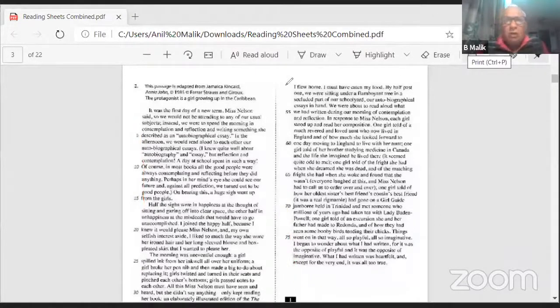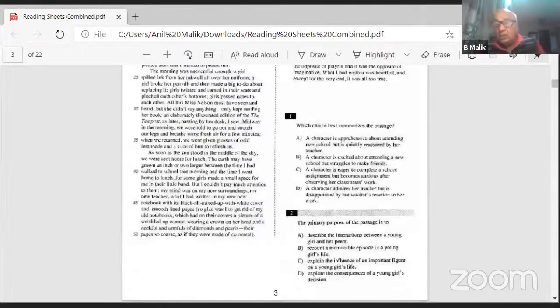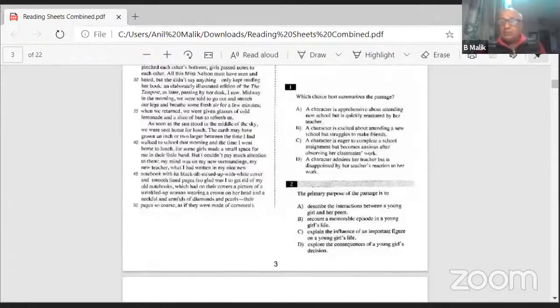A literature passage will not have a main idea. Why won't it have a main idea? Because it's an extract of a book. It is not the whole book. So it will not have a main idea, but it will have a structure, and that is the structure which you have to see. You'll probably get a question like: which choice best summarizes the passage? The primary purpose of the passage is, so you have to generate the story.